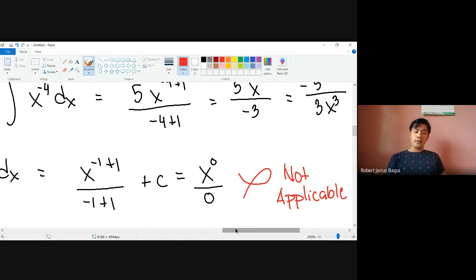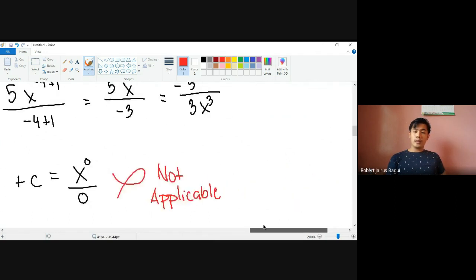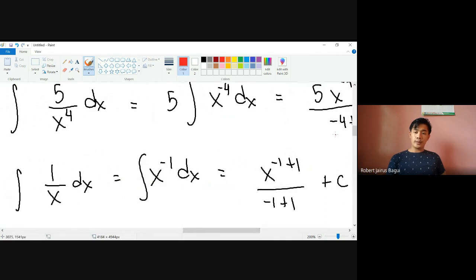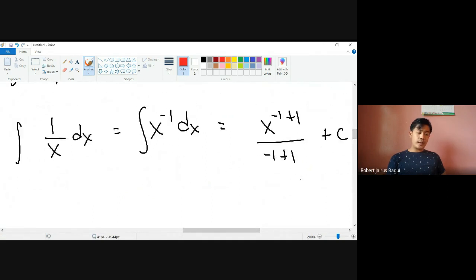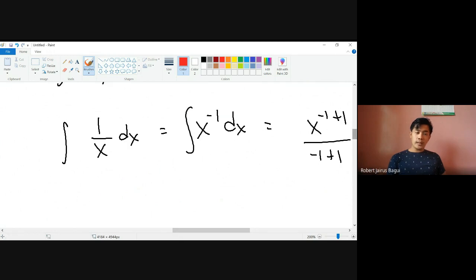Kasi nga magiging undefined yung equation or yung variable. So, anong gagawin pag ganito? So, simply, pag ganito nakita ninyo ng 1 over x, simply ang kanyang derivative lang ay magiging ln of x. Kung maalala nyo, yung pagkuha natin u prime all over u sa derivatives. So, ln of x ang makukuha natin dyan.